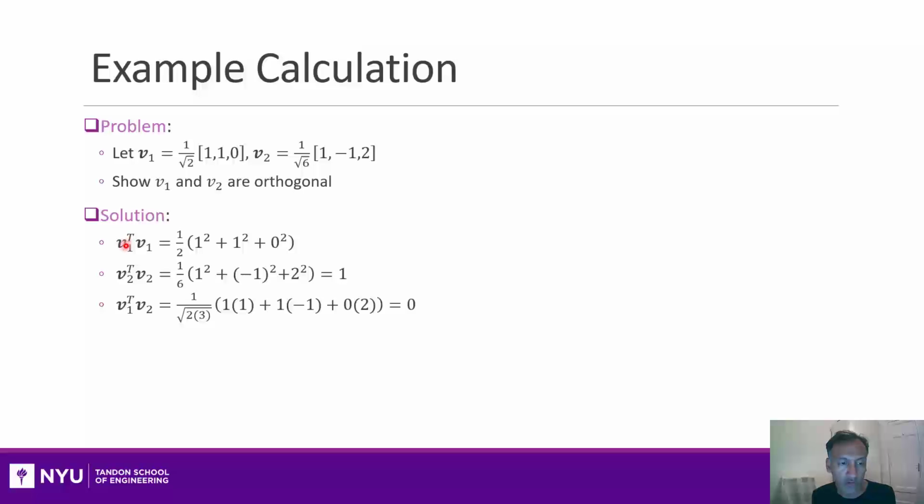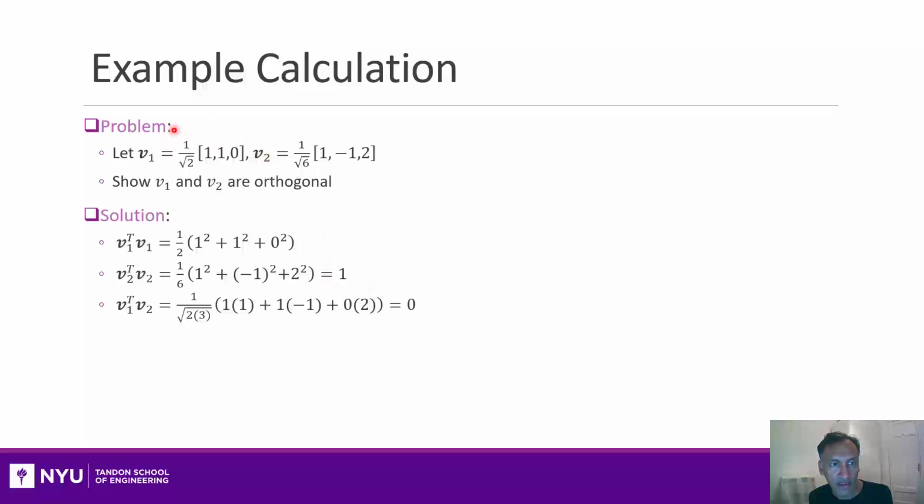So you want to show that V1 transpose V1 is 1. That's easy, because if I take the inner product, it's 1 squared plus 1 squared plus 0 plus 1/2, and that will equal 1. And similarly for V2, you'll get 1/6 plus 1 squared plus minus 1 squared plus 2 squared, and that you can check is 1.